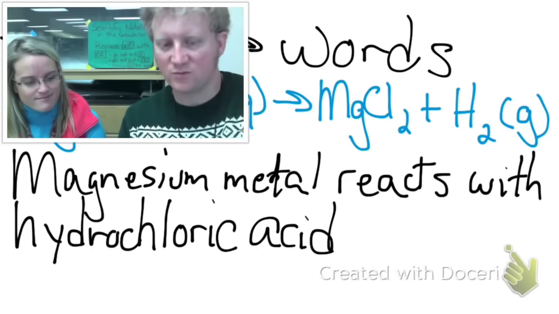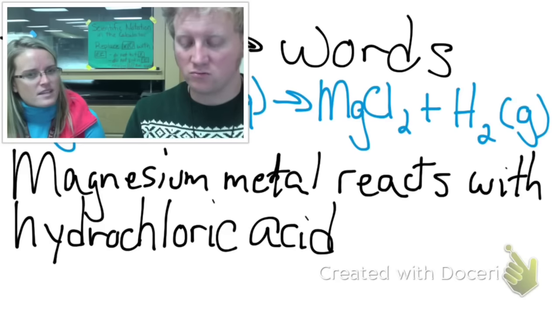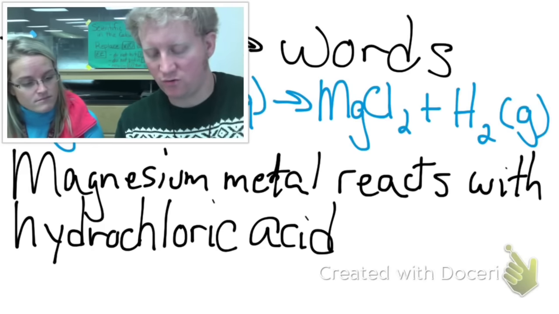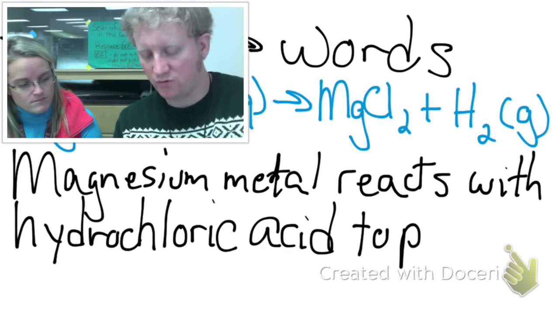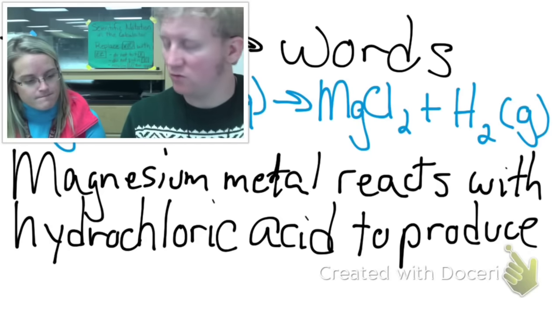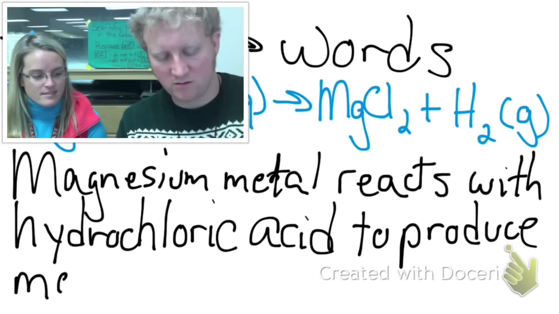Okay, so magnesium metal reacts with hydrochloric acid. Our arrow could be "to produce." Okay, that's a good one. To produce, we've got MgCl2, magnesium chloride. Awesome. It's coming back to me.